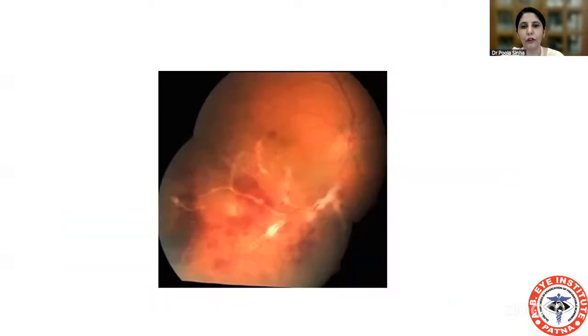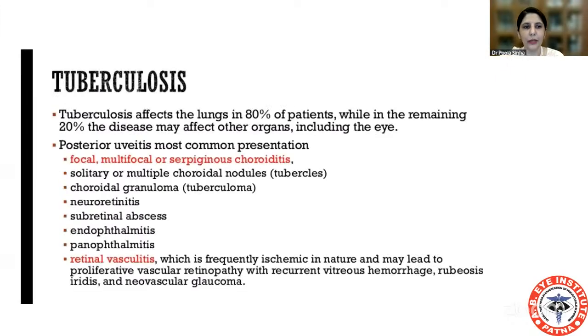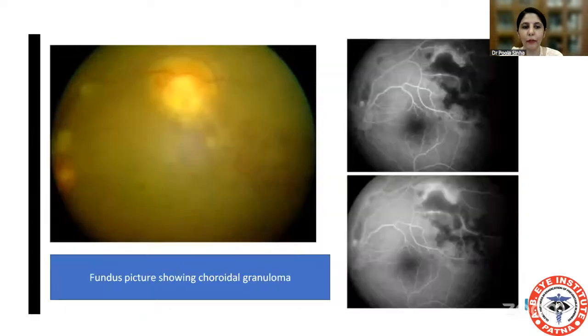So this is the classical picture of retinal vasculitis, where you see this perivenular sheathing with hemorrhages. So disorders associated with periphlebitis could be tuberculosis, sarcoidosis, Behçet's, HIV, Eales disease. This is a very busy slide, but I'll be just highlighting the basic important things. In tuberculosis, you have a focal, multifocal, or a serpiginous choroiditis. And the retinal vasculitis is frequently ischemic in nature and may lead to vascular retinopathy. So this is the picture of tuberculosis vasculitis, where you have perivenous sheathing with exudates and superficial hemorrhages. And also commonly, you can see this fundus picture with a choroidal granuloma.